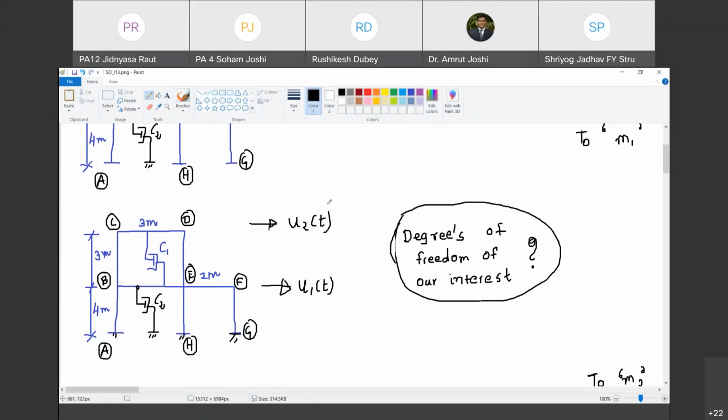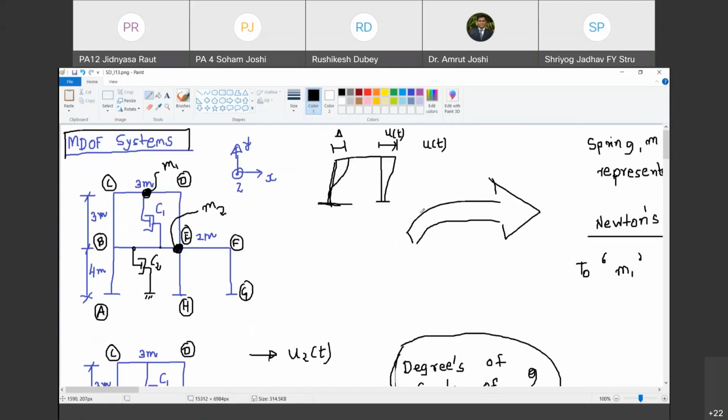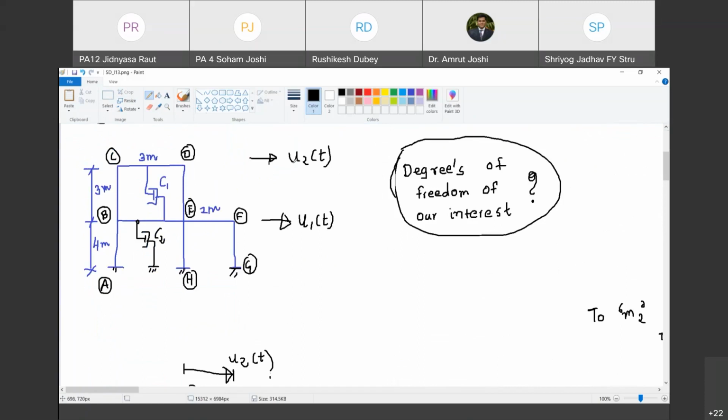And now, once we have chosen the degrees of freedom that we are going to monitor, u1 of t and u2 of t, answer a few of my questions. If a stress needs to be induced in column FG, if stress is to occur in FG, which of these two degrees of freedom should be non-zero? Tell me.